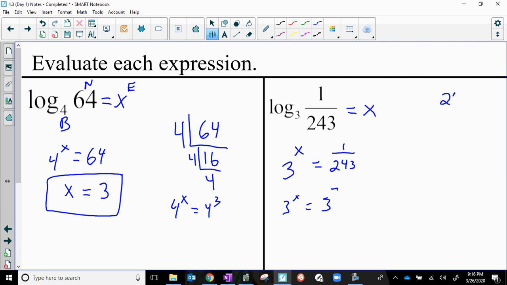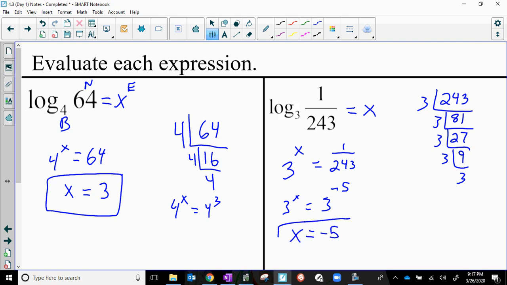If you don't know your powers of 3 up to 243, then just keep dividing. So 3 goes into 24 8 times, so that's 240 divided by 3 is going to be 80 something. 3 divided by 3 is 1. 3 goes in here 20 times. Carry the 2. 21 divided by 3 is 7. Divide by the 3 again. We get 9. Divide by the 3 again. Finally, we get 3. There's 1, 2, 3, 4, 5. So 1 over 243 is really 3 to the -5th, which means x is -5.